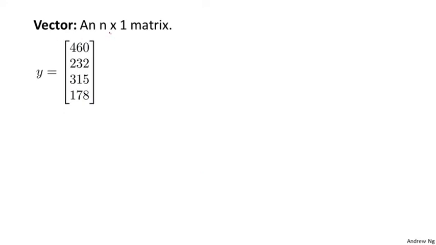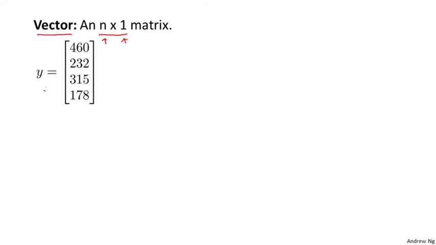A vector is a matrix that has only one column. So if you have an n by 1 matrix, remember, n is the number of rows, and 1 here is the number of columns. So a matrix with just one column is what we call a vector.